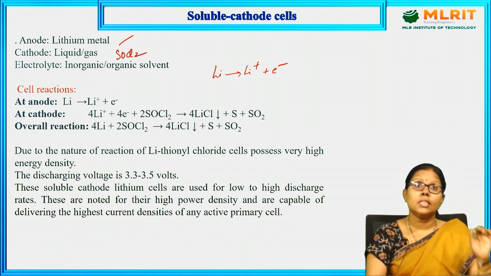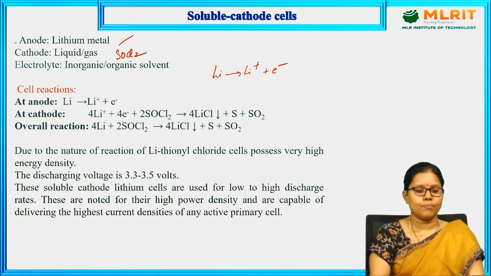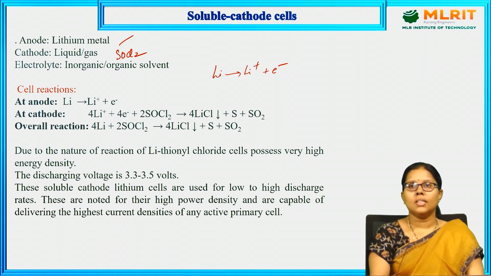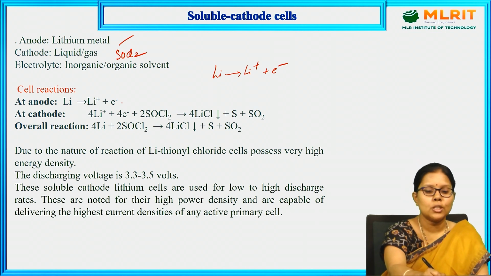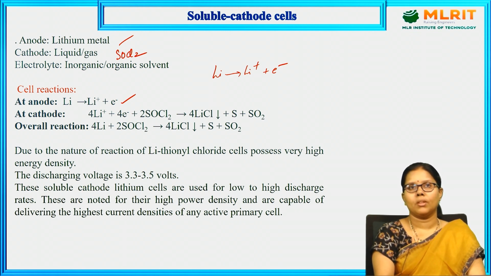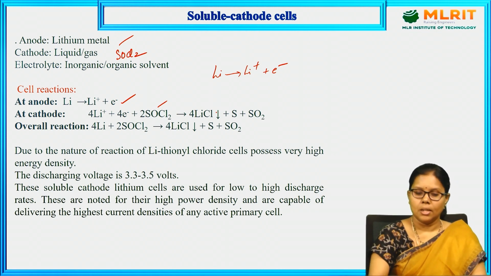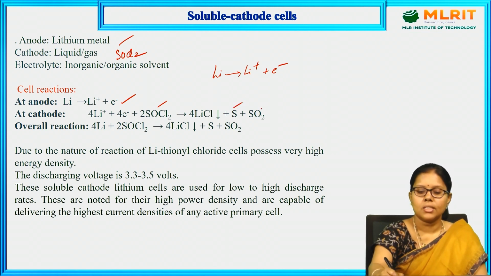The electrolyte is inorganic or organic solvents. Most probably we are choosing inorganic solvents, lithium complex compounds. Let us see the cell reactions. In the cell reaction, each lithium is going to release one electron. 4 lithium ions with 4 electrons are going to reduce thionyl chloride, SOCl2. The products are lithium chloride and sulfur dioxide.